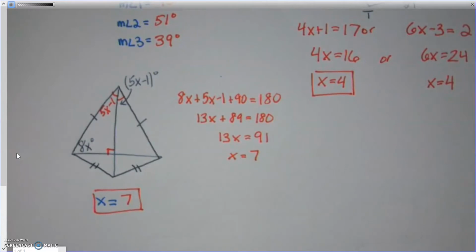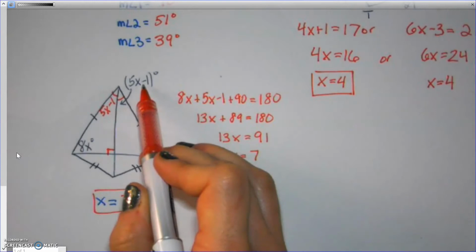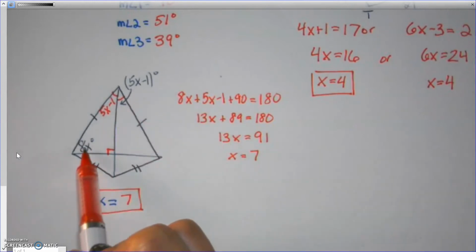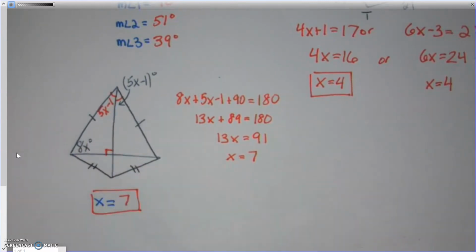And we could easily plug that 7 back in and get that this angle is 34 and that this angle is 56, which also confirms that we did it correctly because we knew that these three should add up to 180. And those are some example calculations with kites.